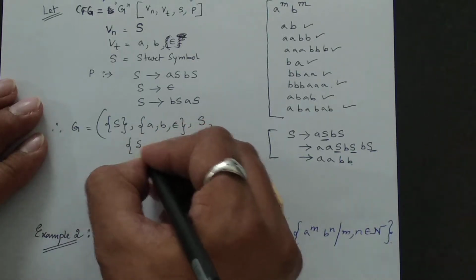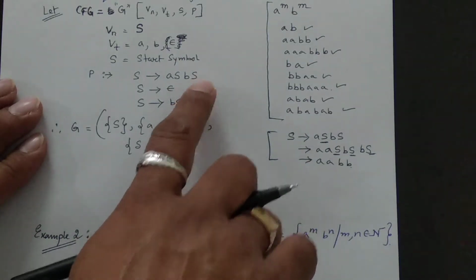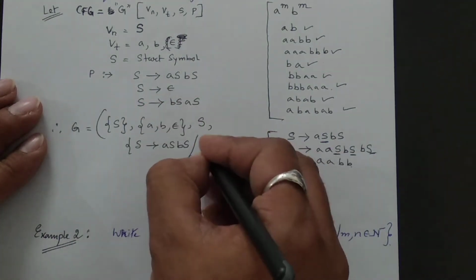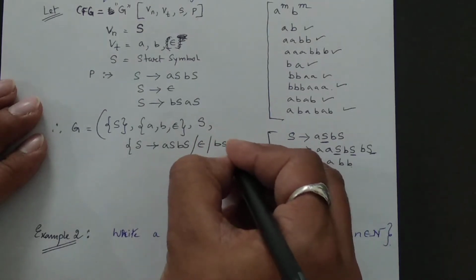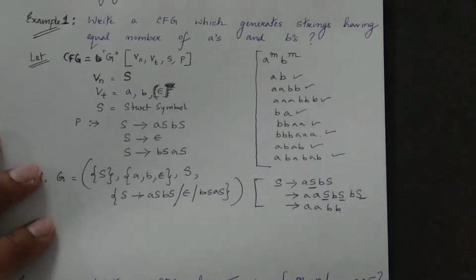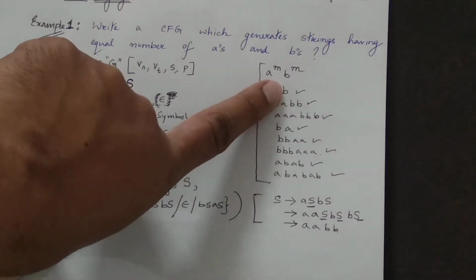Production will be S tends to A S B S. Now, you can also write it down, comma, then S tends to epsilon, or you can also write it down as... correct. So this is how you find out the CFG from a given particular language.